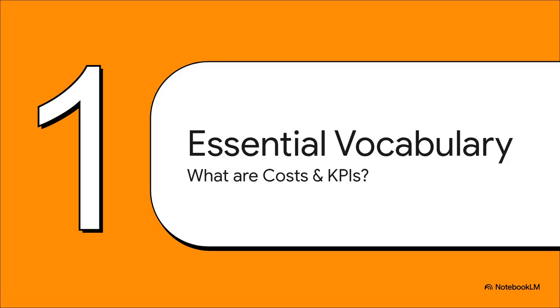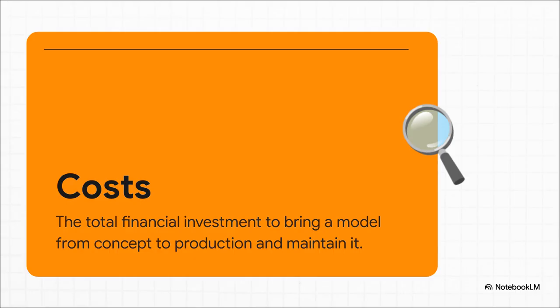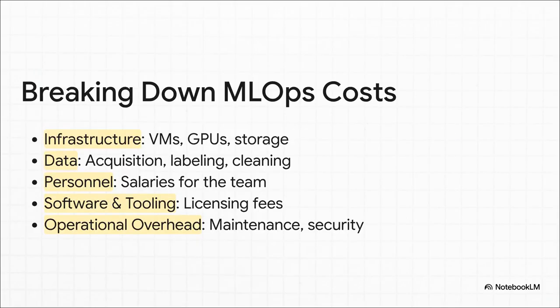To get there, though, we all need to be speaking the same language. So let's kick things off by breaking down the two most important terms in this whole conversation: costs and KPIs. First up, costs. Now, in MLOps, this is not just about the bill you get for your cloud servers. No. It's the total financial investment. I mean, everything it takes to develop, deploy, and keep that model running out in the wild. And that total investment breaks down into a few key areas. You've got the obvious stuff like infrastructure and GPUs, but you also have to account for data acquisition, your team's salaries, software licenses, and all that operational overhead. Believe me, it all adds up fast.